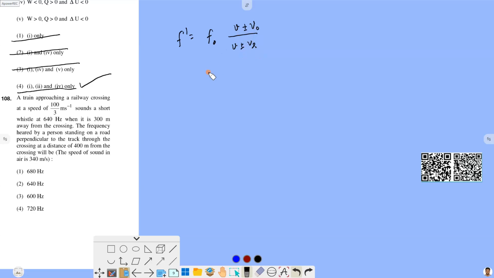So here the original frequency is 640, and here the train is approaching, which means our source is moving, not the observer. So the vO will be 0. Here we will get 340, that is the speed of sound, divided by 340. And as the train is coming near, it will be subtracted. So 1000/3 minus... and when we solve this, what will we get?